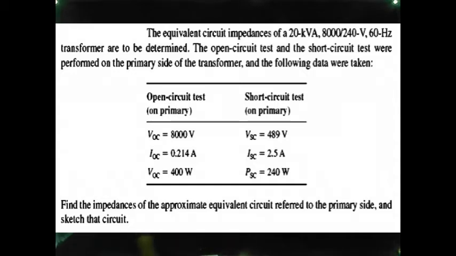And in the short circuit test, we have VSC equal to 489 volts. So you can see it's much less as compared to VOC, almost 18 times less. ISC is equal to 2.5 amperes and PSC is equal to 240 watts. Find the impedance of the approximate equivalent circuit. Refer to the primary side, and we also have to sketch this.